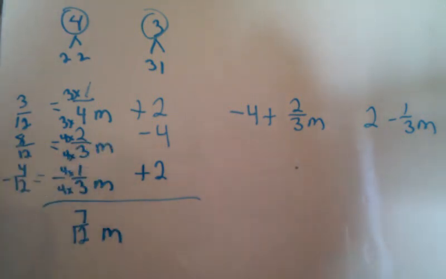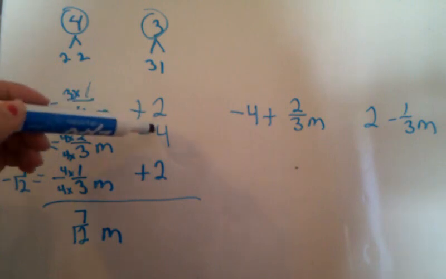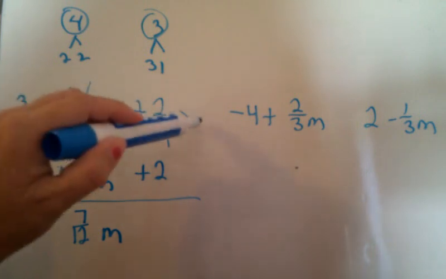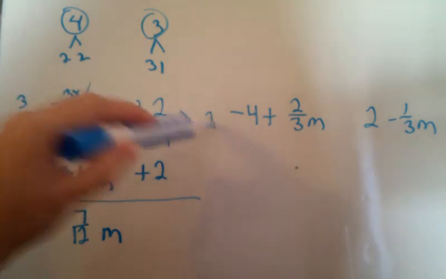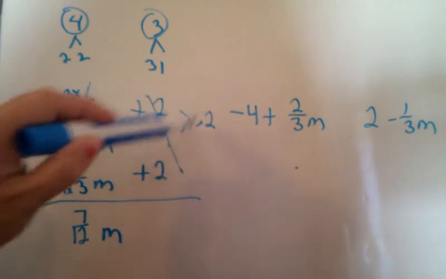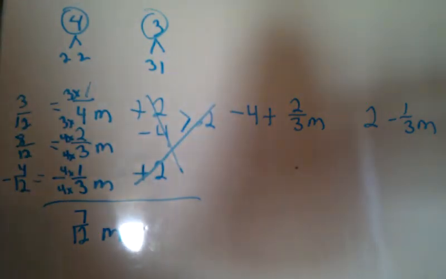Okay, now let's add these. 2 plus -4. My signs are different. My larger number is 4, so my answer is negative. This is going to be negative 4 minus 2 is 2. Okay, now I have -2 plus 2. So those cancel out, right? So you should have come up with 7/12 m.